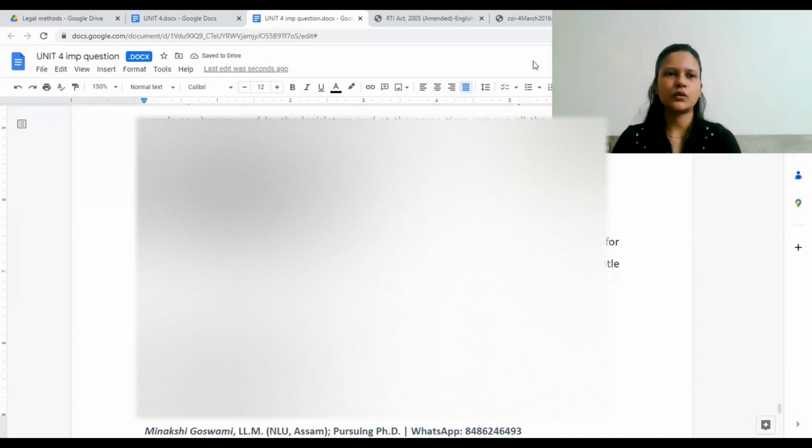So there was another question, write a short note on law reports. Okay, so there are different types of law reports that we see. So law reports are published records. When we say reports, these are published documents.